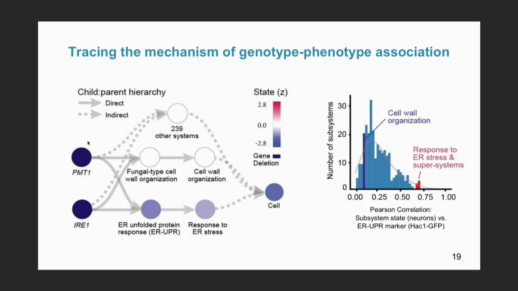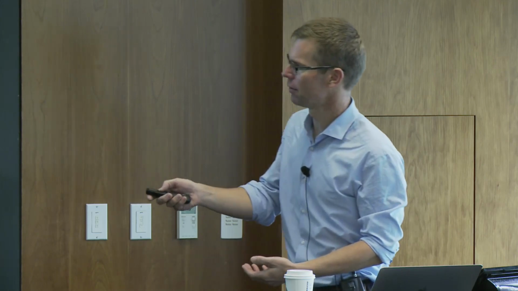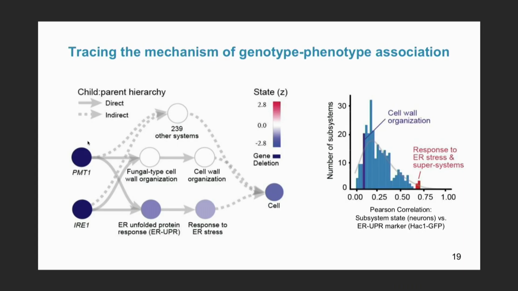So here's an example of a double deletion, the genes PMT1 and IRE1 in yeast. Blue here represents a state that's lower than wild type, that's driven down. Red would be up, but we don't see much of that here. And that gave rise to a cell state, growth, that also was quite deleterious. So it's a very slow growing cell that you get when you delete these two genes. And now to interpret why, it's fairly trivial. We simply look at what are the neurons whose states are the most perturbed in that experiment, and they map quite cleanly to these two processes, ER unfolded protein response and its parent, response to ER stress. So that's your molecular explanation that would explain that phenotype.